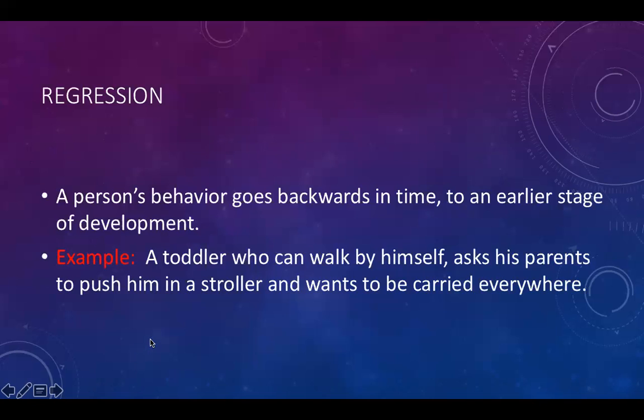Another defense mechanism is called regression. This is when a person's behavior goes backwards in time to an earlier stage of development. So, for example, a toddler who can walk by himself asks his parents to push him in a stroller and wants to be carried everywhere. So the child in this example has reverted back to an earlier stage of development. So we might say that this child appears to have regressed.